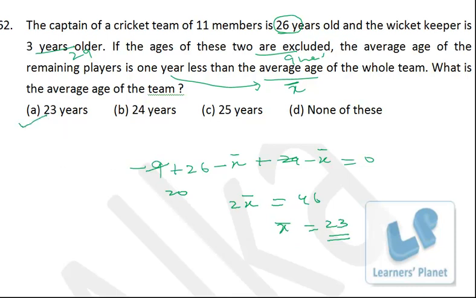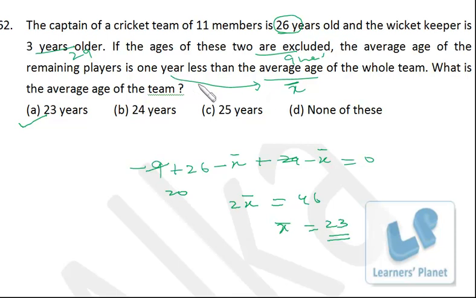Okay, I repeat. If the two are excluded, the average age of the remaining players is 1 year less than the average age of the whole team. I assume the average age of the whole team to be x bar, right? Now we are seeing the deviation. These 9 people, the deviation is -1 because their average age is 1 year less.